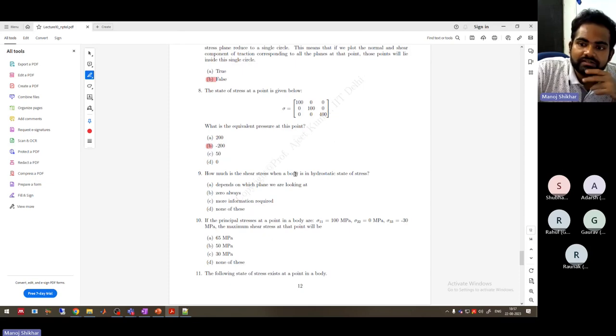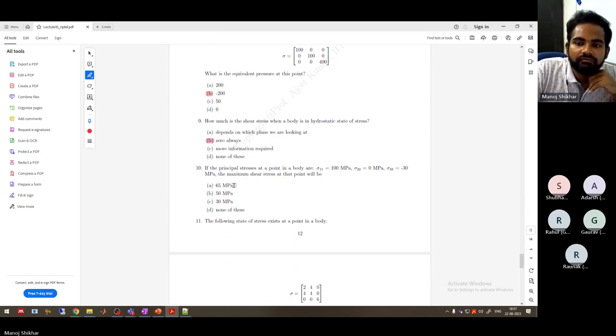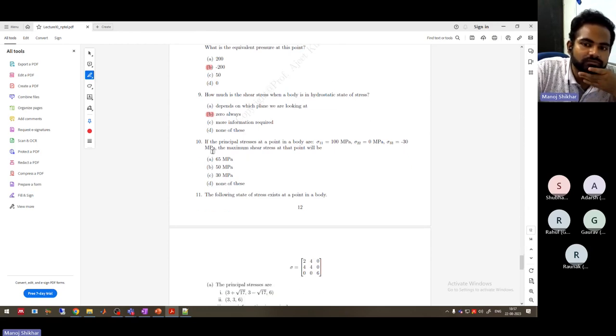How much is the shear stress when the body is in a hydrostatic state of stress? So the shear stress is 0. Always 0. This has been discussed since class 1, so you can refer to those lectures also.